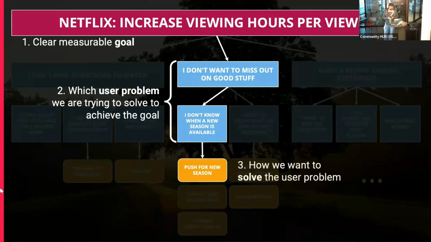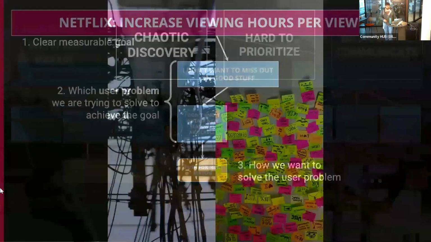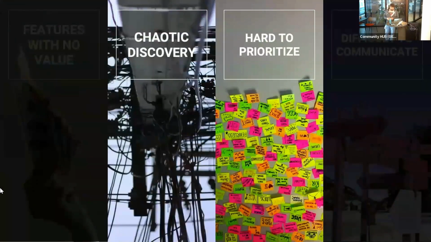And the same thing for the idea: how do I want to actually solve that user problem? If you notice, the opportunities are often framed or written in the form of a user problem or a market problem. It comes from the mouth of someone. So you don't fall into the trap of writing opportunities that only benefit the company, where you don't actually deliver value to the users and customers. So this is how it helps with features with no value and clearer communication. And what about chaotic discovery and hard to prioritize?